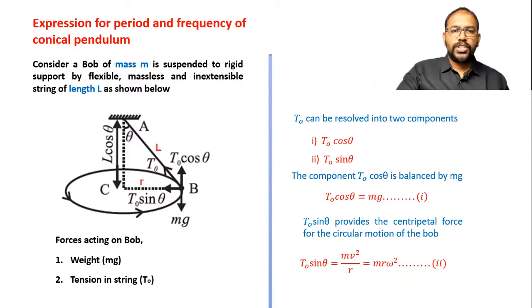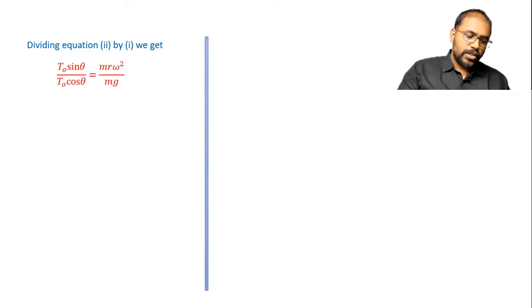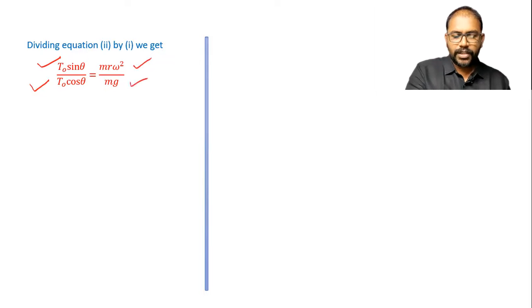Now we have to process these equations, so we divide equation 2 by equation 1. On one side we take equation 2, and on the other side equation 1.